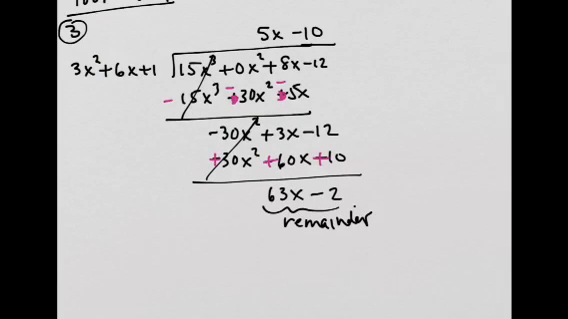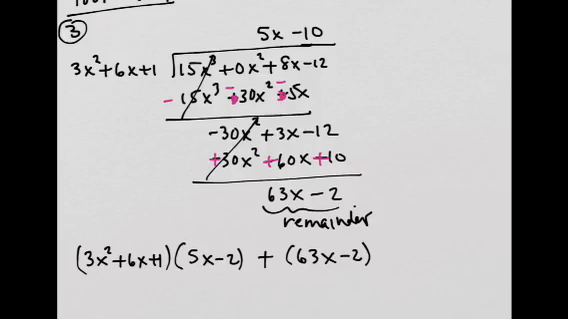So the way they want you to write the answer is they want you to write the divisor times the quotient. So 3x squared plus 6x plus 1, the divisor, times the quotient plus the remainder.